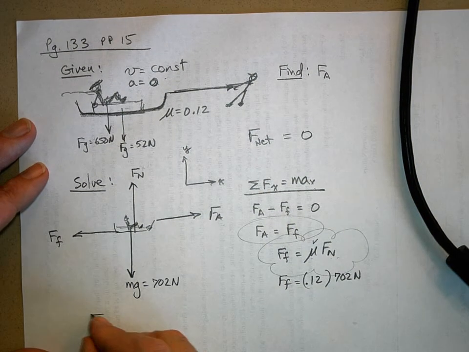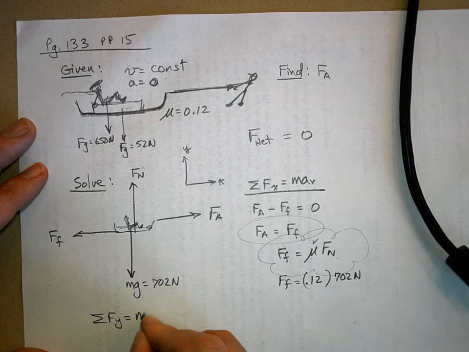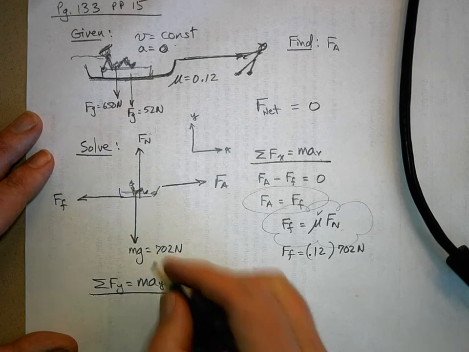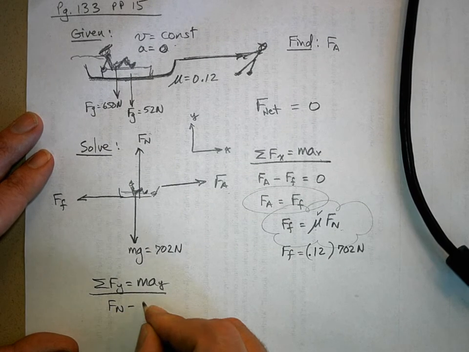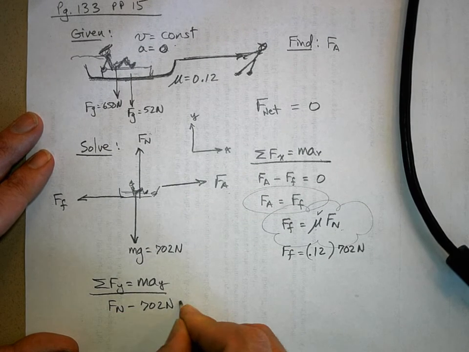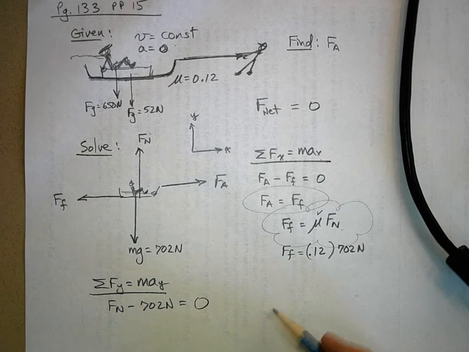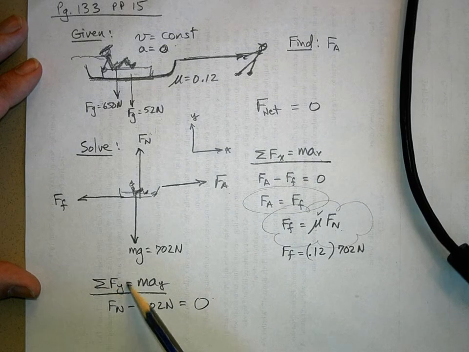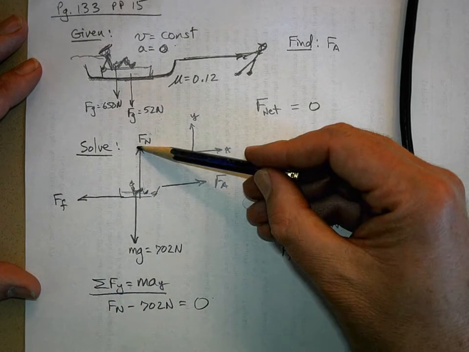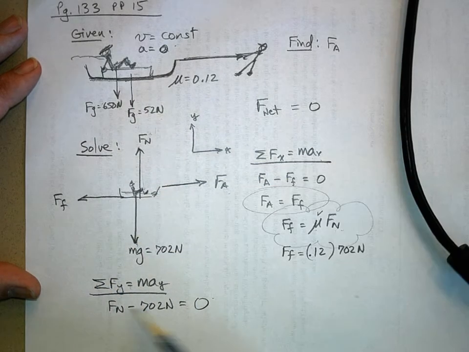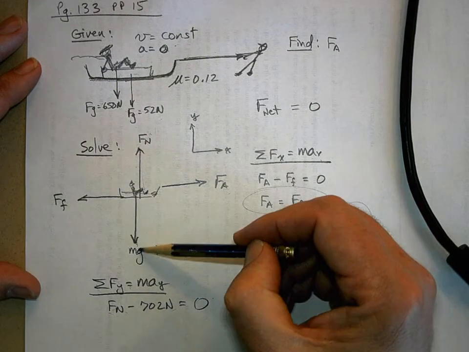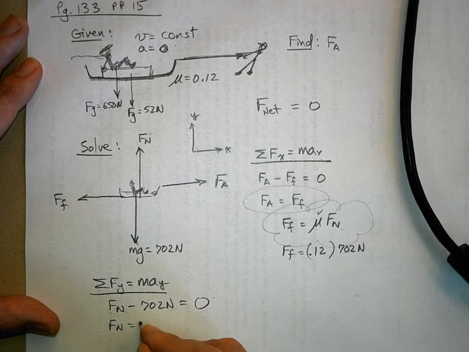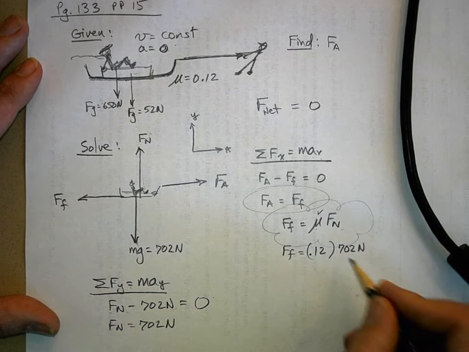Well, look, sum the forces in the y direction equals ma in the y direction. Why am I doing this? Just to be thorough. The normal force minus 702 newtons equals 0. Why does it equal 0? There's no acceleration. ma is 0. When I add up all the forces in the y direction, I get 2 of them. Normal force, the weight. I have to subtract because this is in the negative y direction. And all this tells me, oh, okay, the normal force is 702 newtons, which I already knew.